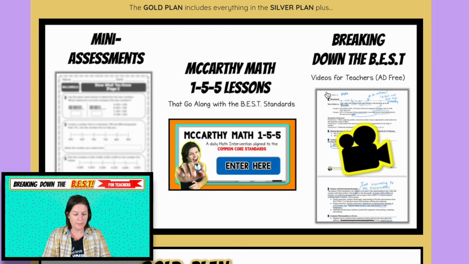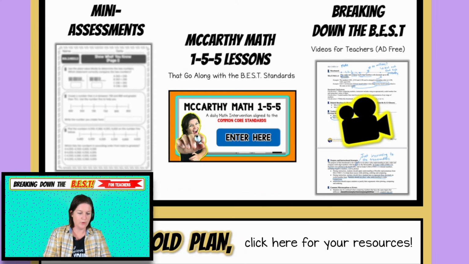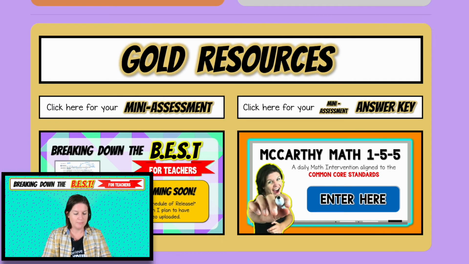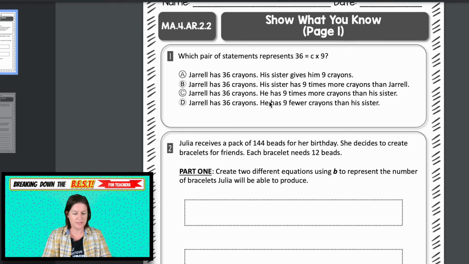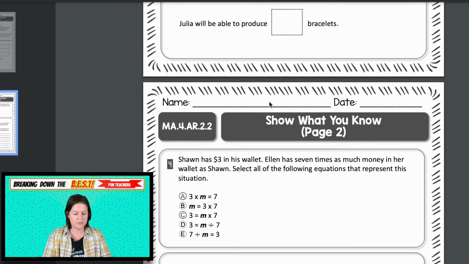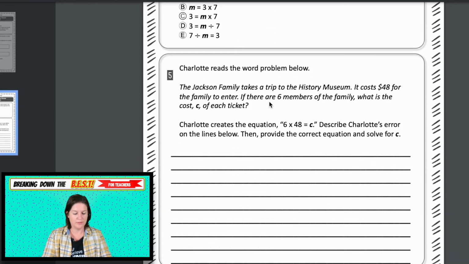And if you have the gold membership, you have access to a little bit more. A lot more, actually. You have a mini assessment based on this standard. You can see a variety of question types. There you go.